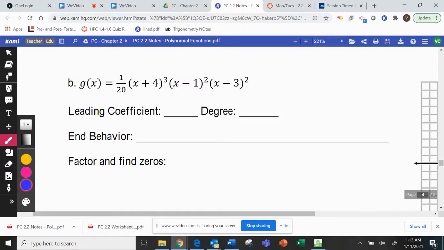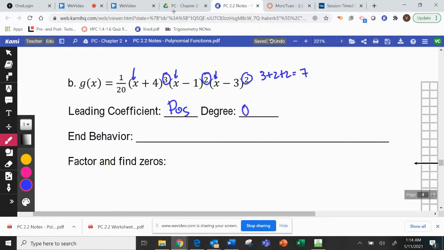Okay, leading coefficient. This time I know we're going to check all of these here. And those are all ones. And we've got a positive 1/20th. So we've got all positives. This is positive. Our degree, we've got no x's out here. We've got a power of 3. We've got a power of 2. And we've got a power of 2. That's going to give me 7.